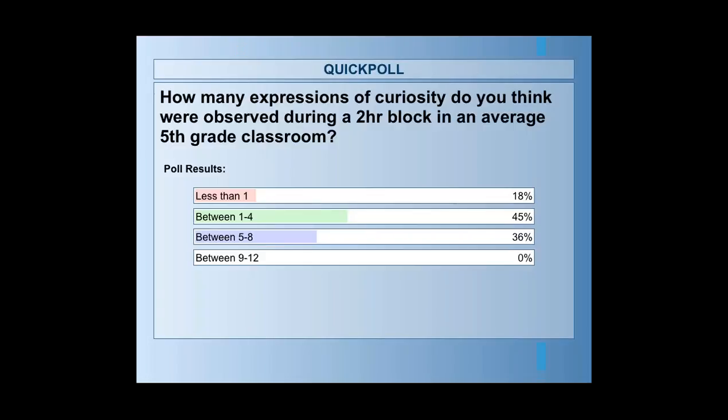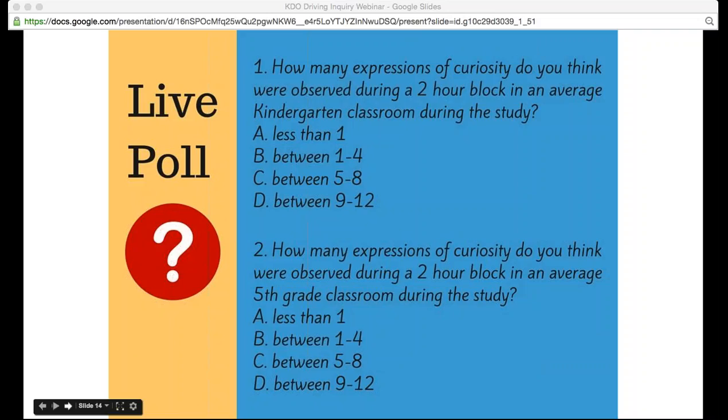All right, so let's see what the results look like. Okay, well, certainly there seems to be a difference in the kindergarten and fifth grade predictions here. It looks like most folks think that there are fewer than in the kindergarten class, and mixed between 1 to 4 and 5 to 8 instances. All right, well, thank you for participating in our live poll. And what I'd like to do is move forward the slides and show you the results.